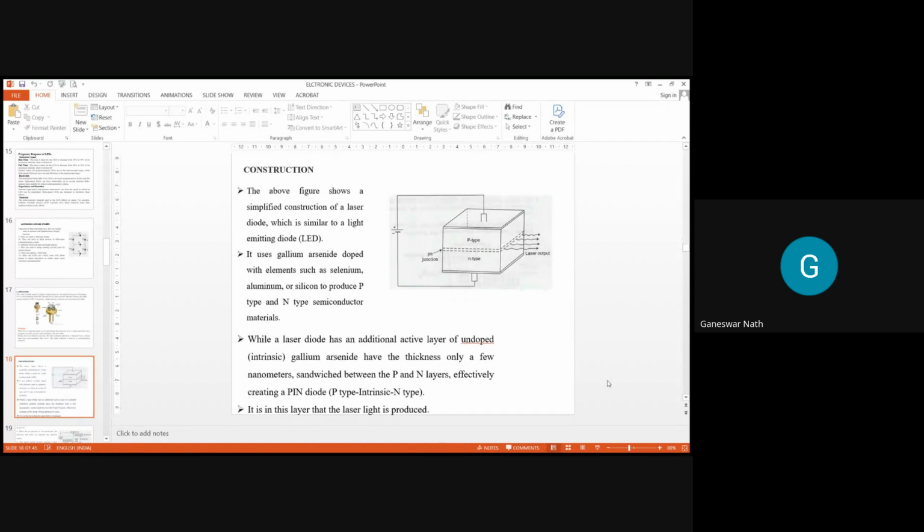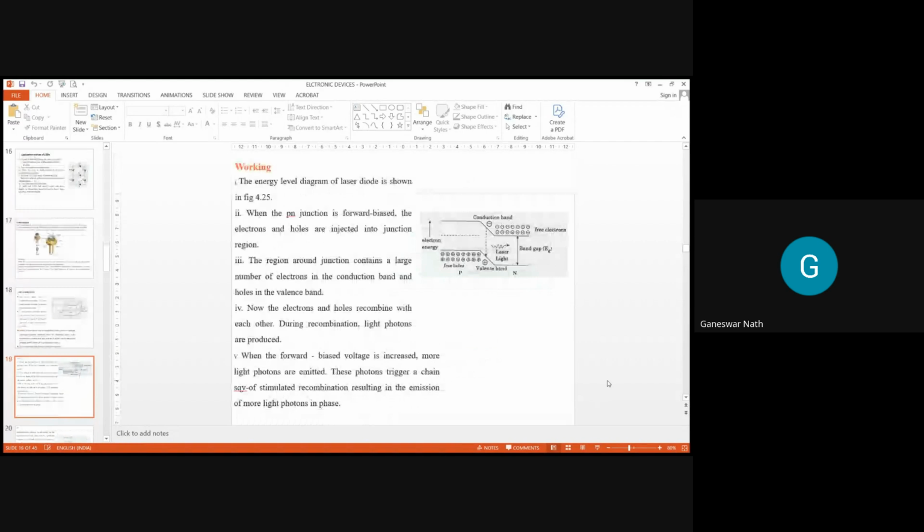Okay, now how does it work? The same way as explained for the power diode, you can find this laser diode also works. That is, simple recombination of electrons and holes takes place inside this junction region, and they can produce light, the same as in a power diode.